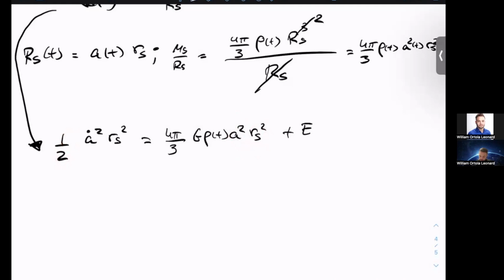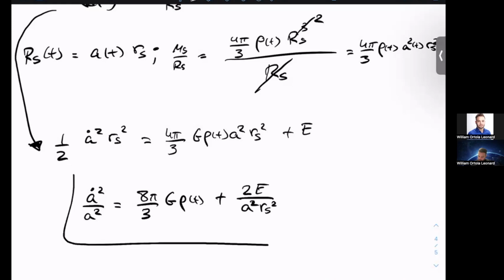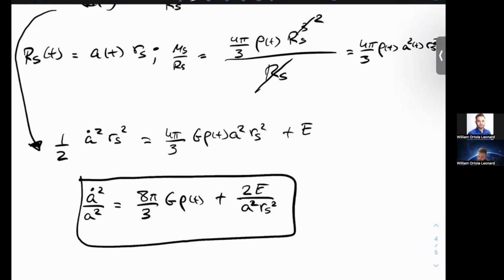What we're going to do is now obtain a dot squared divided by a squared being equal to 8 pi over 3 times G times the energy density plus 2 times the energy divided by a squared times Rs squared, okay? And this is what we define, or what we derived, as the first Friedmann equation, okay? This is F1.